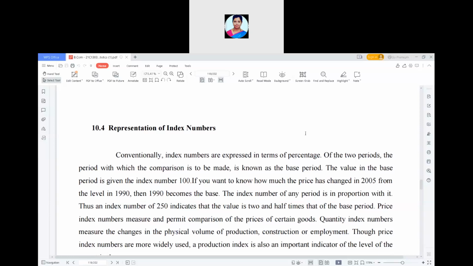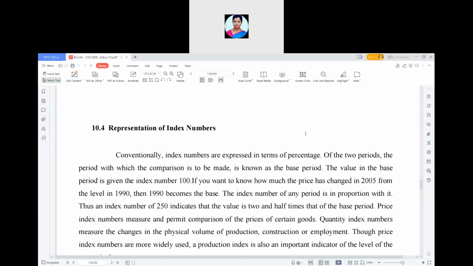The index for the base period is always considered as 100, and the following points we are going to keep under consideration when we are selecting the base period. Here the index number of any period is in proportion with it. So when we are doing the selection of that base period, we should have these 3 points in our mind.